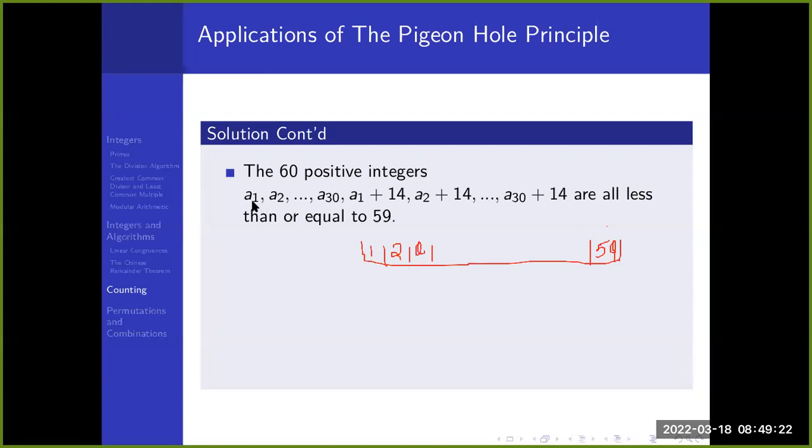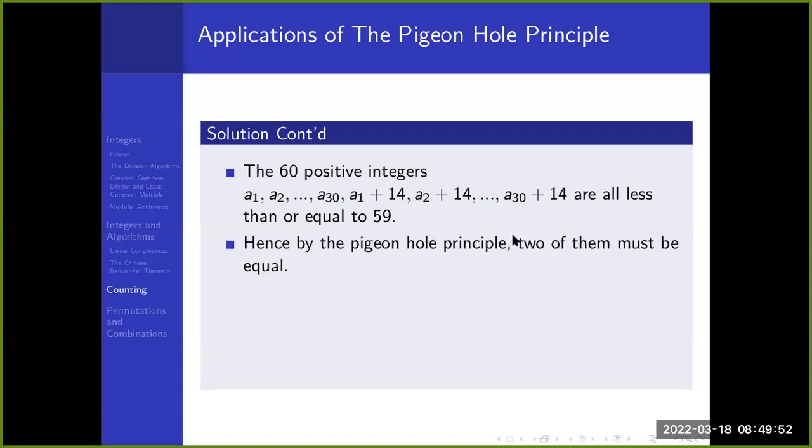Now, if any two numbers are equal, one of them must be from here, and the other one must be from here, because there's no pair of numbers in the first set that are equal, and there is no pair of numbers here that are equal. So if there are any two that are equal, one of them must be from this set, and the other one must be from this set. Does that make sense? So we have seen why at least two of them must be equal.